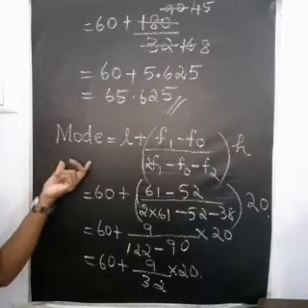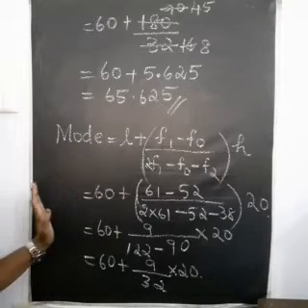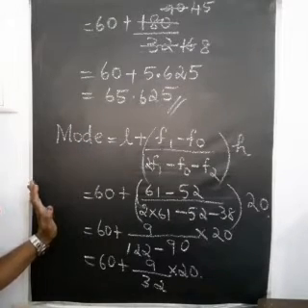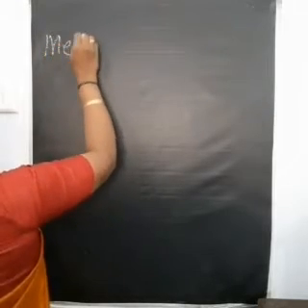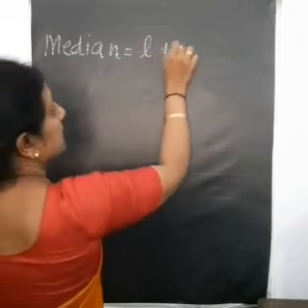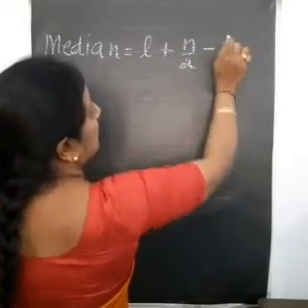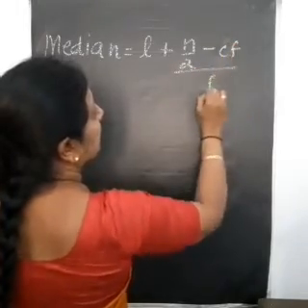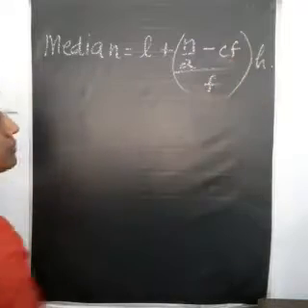Did you understand how to find mode? The formula is the only thing that you have to memorize. Once you know the formula, the substitution becomes very easy. Now what we are going to see is median. The median of grouped data is equal to L plus (n by 2 minus CF) divided by f, into h. So this is my formula.